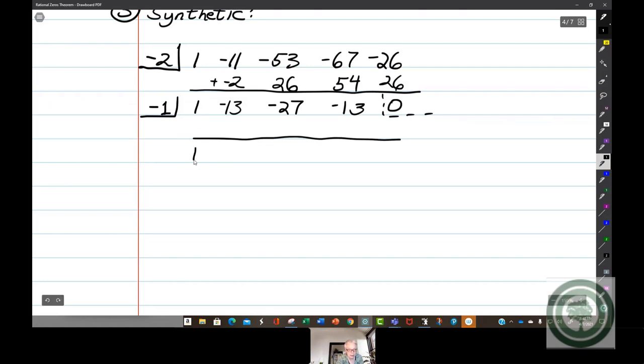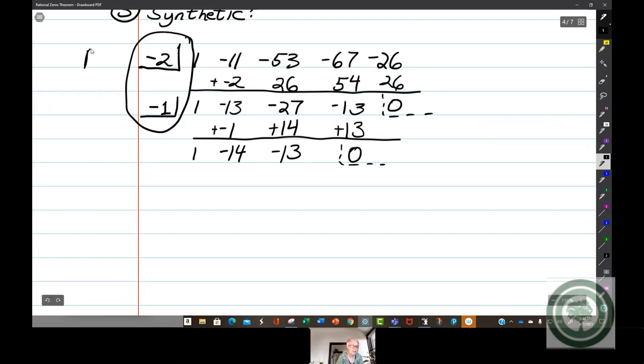Bring down my 1. 1 times -1 is -1. -13 plus -1 is -14. -14 times -1 is +14. -27 plus 14 is -13. -13 times -1 is +13. -13 plus +13 is 0. Yay! These are rational zeros.